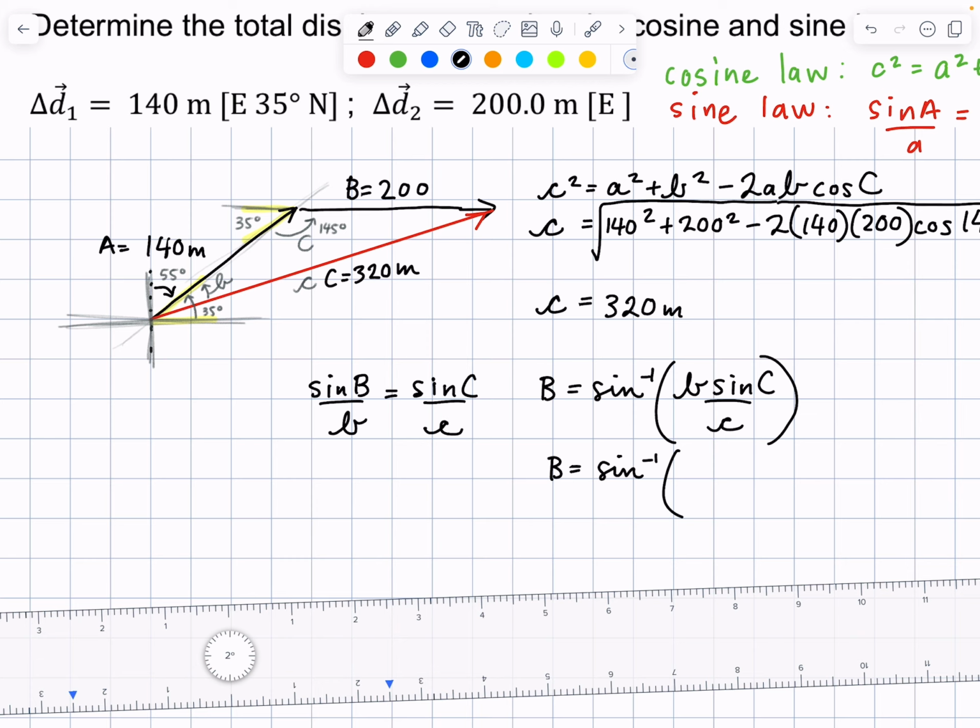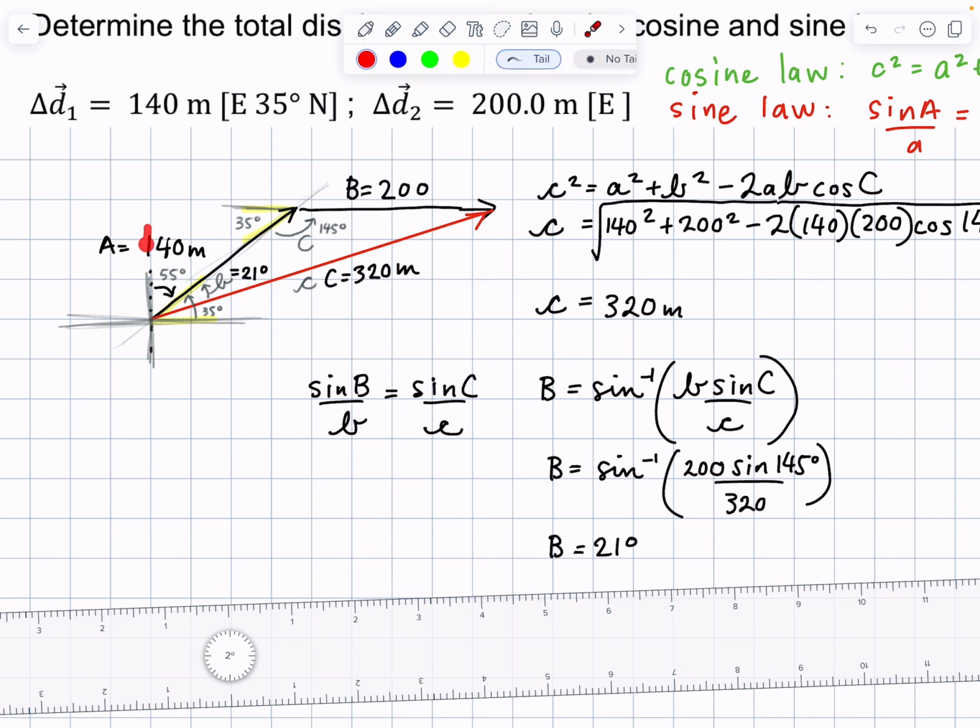Where B is 200 times the sine of 145 divided by 320. If we punch this into our calculator, we end up with an angle of 21 degrees. So I know this interior angle is 21 degrees.